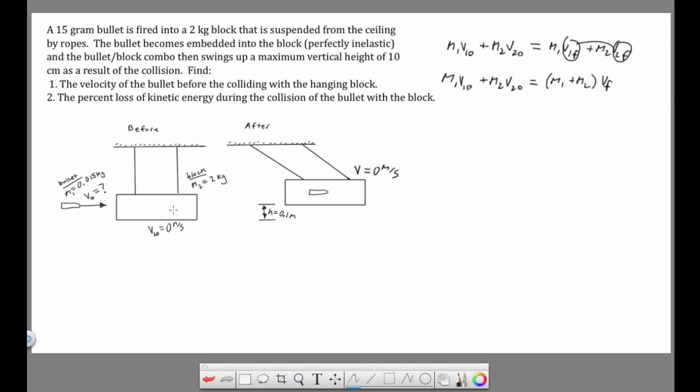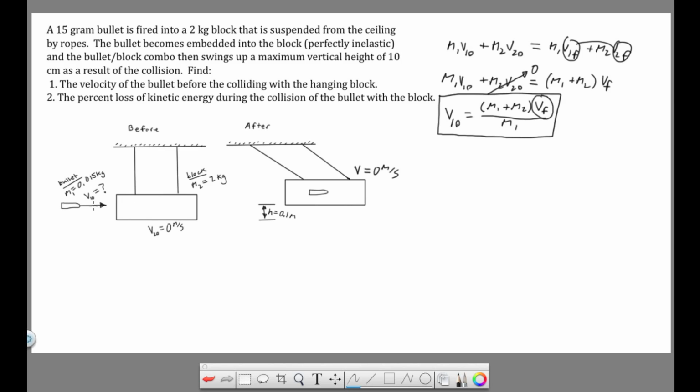The initial velocity of the hanging block is 0, so v2 initial is 0. And we're being asked to find the initial velocity of the bullet, which is v1 initial. So v1 initial will be (m1 plus m2) times v final over m1. So in order to solve for the velocity of the bullet before the collision, we now need to figure out the velocity final immediately after the collision.